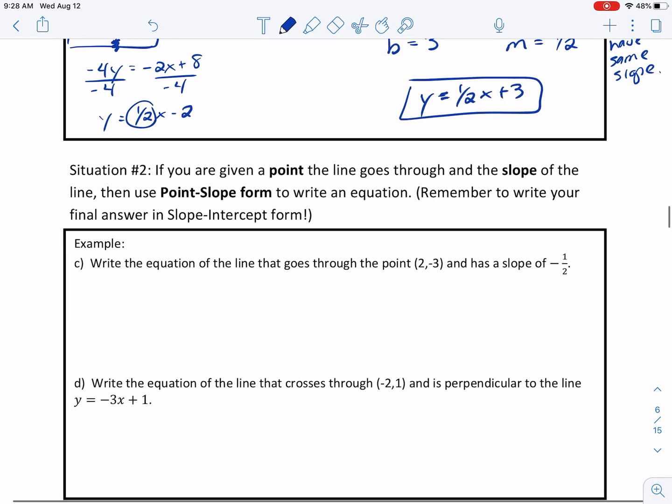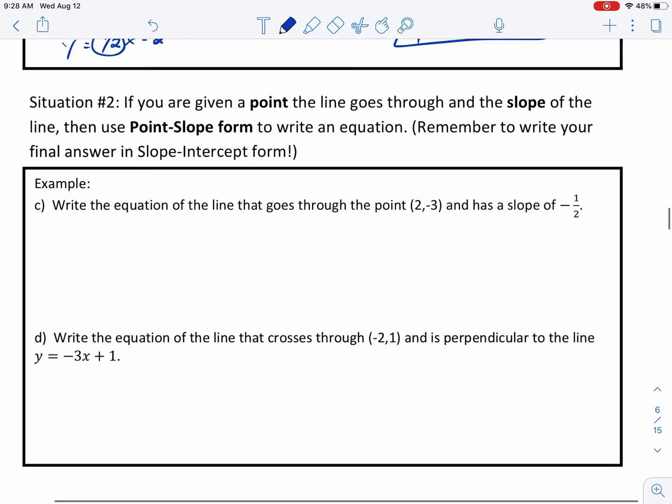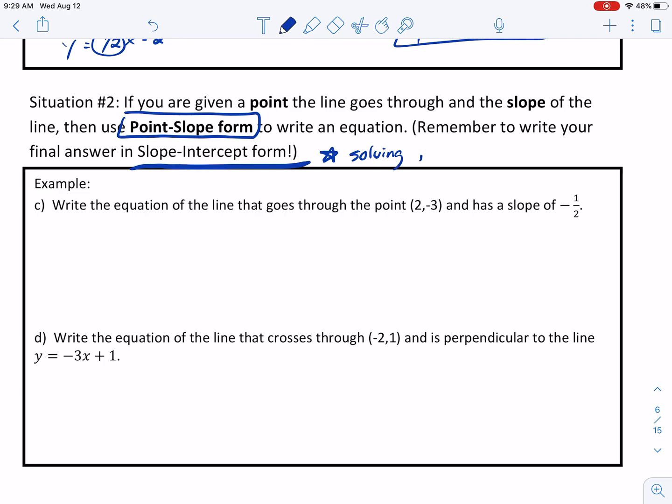Okay, let's continue now where we're given a point and a slope. If you're given a point and a slope, point-slope form is sometimes an easier equation to write, and then you can just convert into slope-intercept by solving for y. So in example C, the equation of a line that goes through a point and has a slope. Remember point-slope form. Let's write this up here: y minus y1 equals m times x minus x1. x1 and y1, that's where our point is plugged in, and m is our slope.